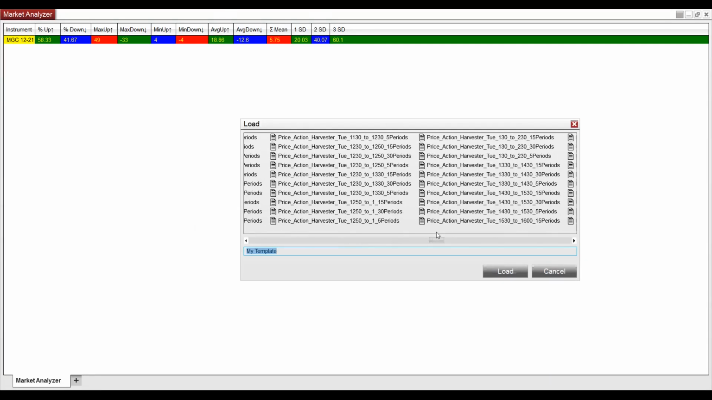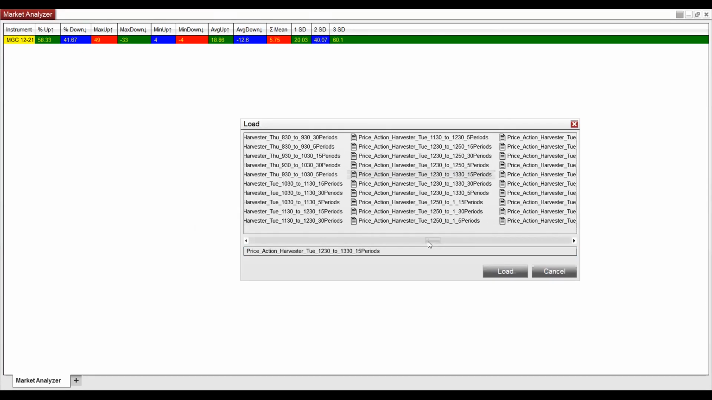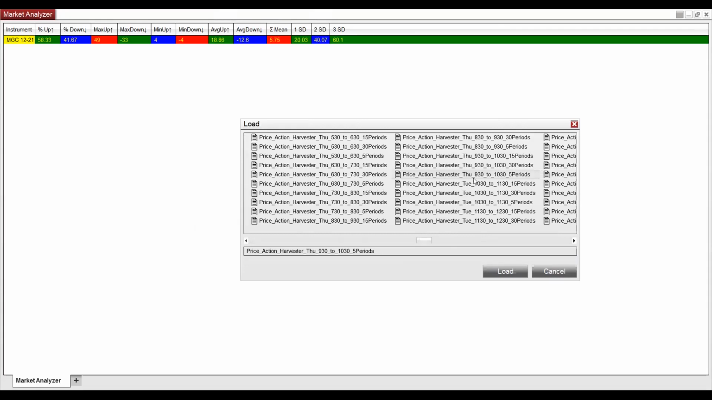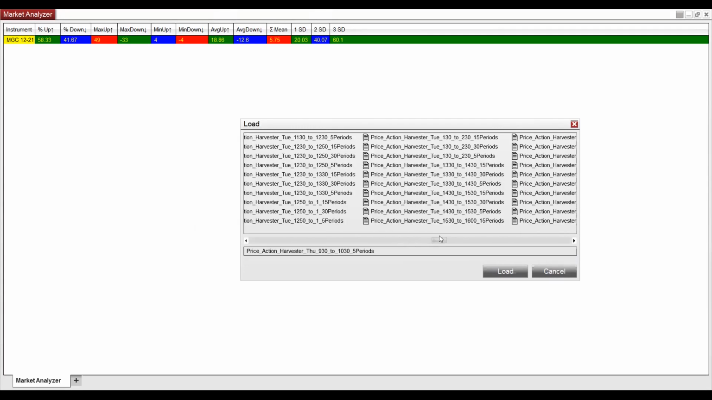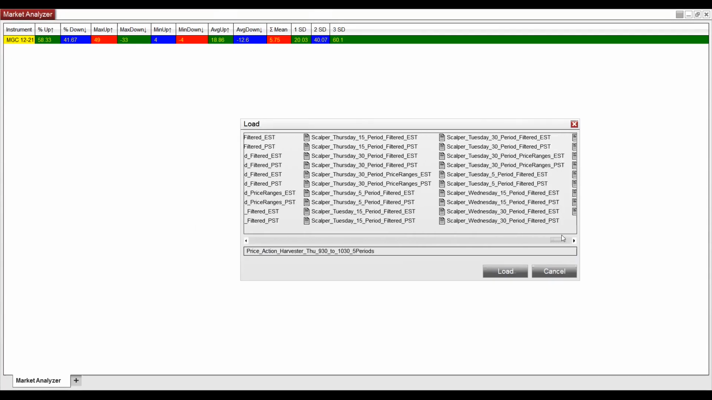You can see all these templates. There are different time frames for different days. Tuesday, 12:30 to 1:30. This is for people who want to trade ETH, electronic trader hours. So 9:30 to 10:30. Okay. And as I mentioned, I have it broken down in various time zones as well.